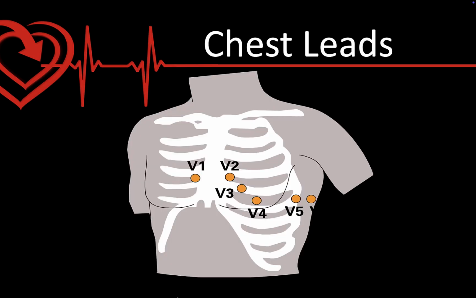Chest leads. I'm sure everybody watching this is probably familiar, but just quick review. V1 and V2 go in the fourth intercostal space on either side of the sternum. V4 goes in the next intercostal space in that mid-clavicular line. V6 goes right in the axillary line, in line with V4. And V5 and V3 split the difference between those other leads. That gets a nice wraparound view of the heart.